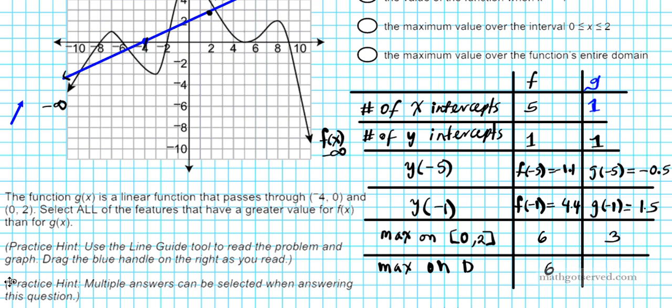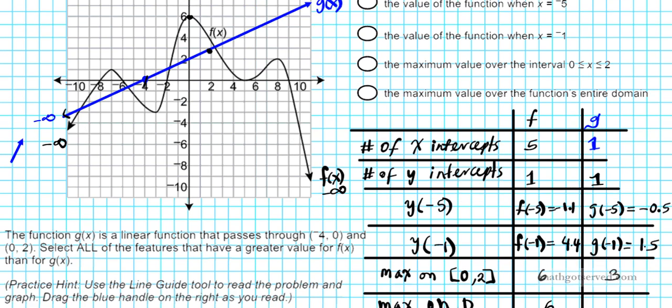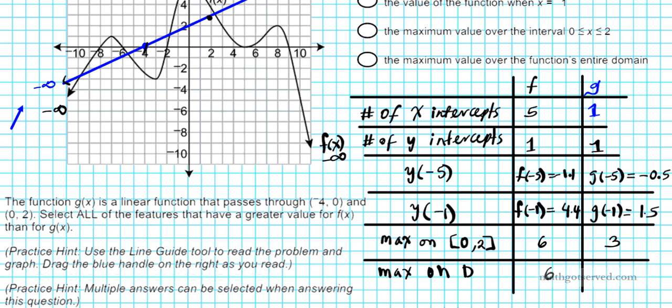Now let's take a look at g. For g, on the left side, it's trending downwards towards negative infinity. On the right end, what's happening is it's trending upwards towards infinity. So the maximum for g is actually infinity. It goes up forever. Okay? All right, now we have our table. We're going to start carrying out our comparisons.